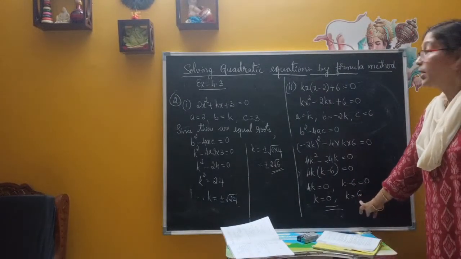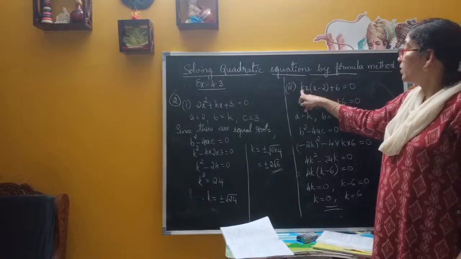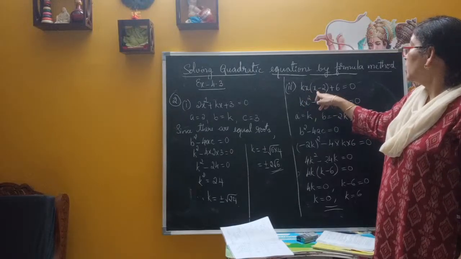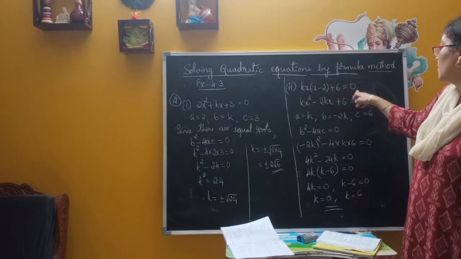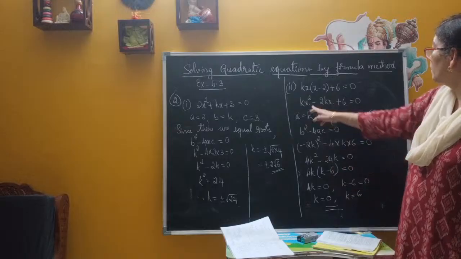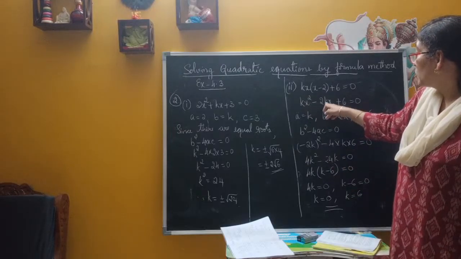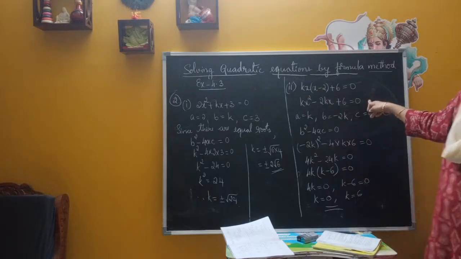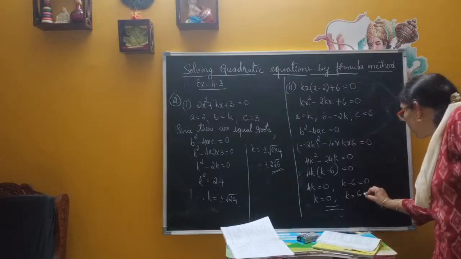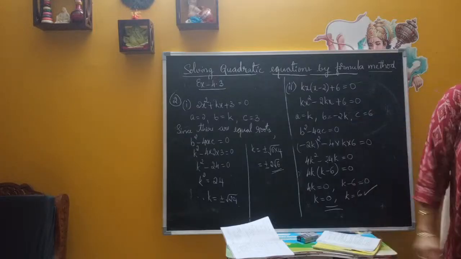It is 6. K is equal to 6 because if I substitute 6 here, 6x into x minus 2 plus 6 is equal to 0. If you simplify, what do we get here? 6x square minus 2 6 are 12x plus 6 is equal to 0. So which is the required value? K is equal to 6.